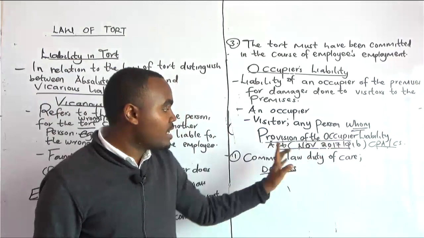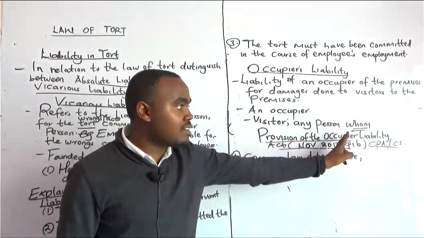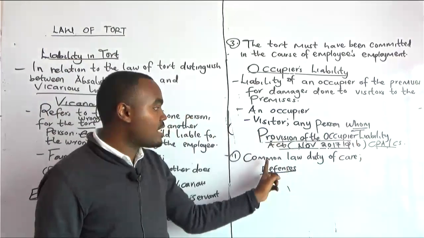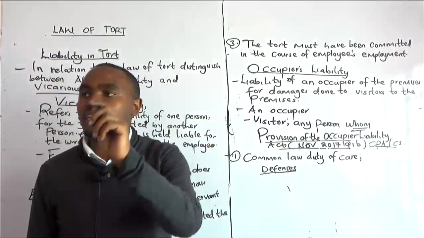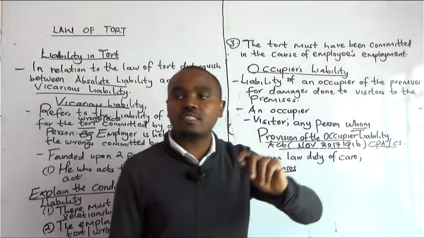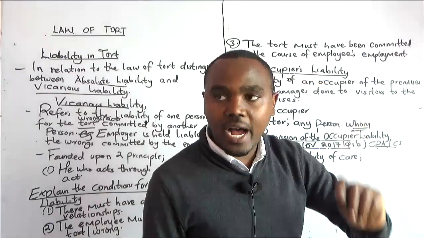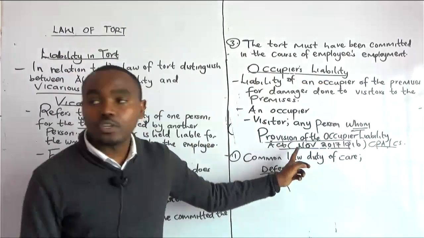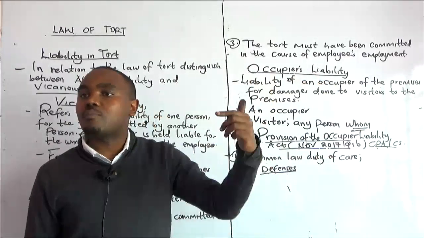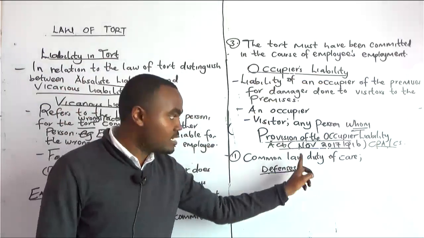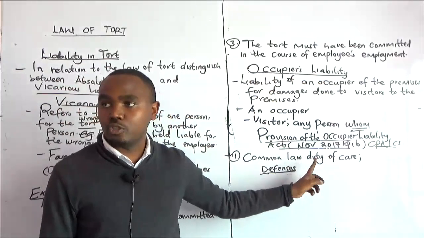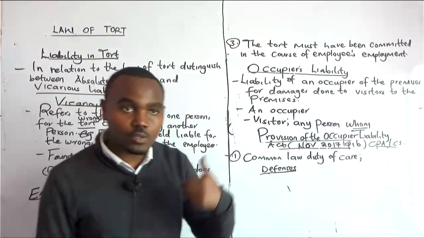What I'm saying is, the first provision that governs the occupier's liability is that you have the common law duty of care. But now we want to ask ourselves, what are some of the things that will show that the occupier had taken the common law duty of care? So what are some of his defenses so that he can show that he did this duty of care? Is that okay?